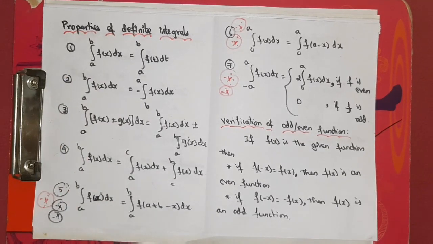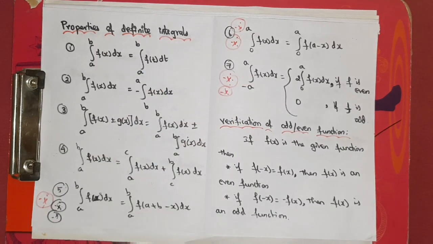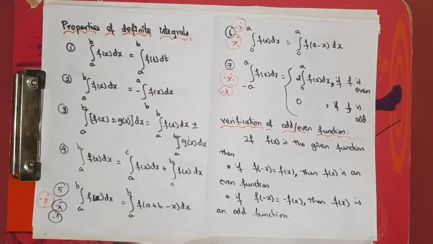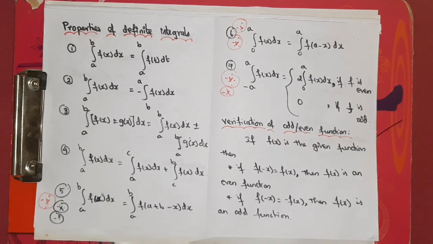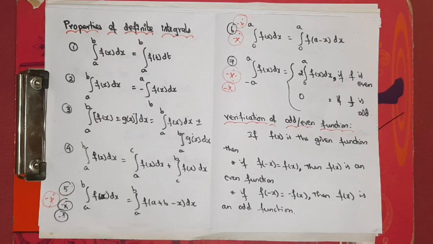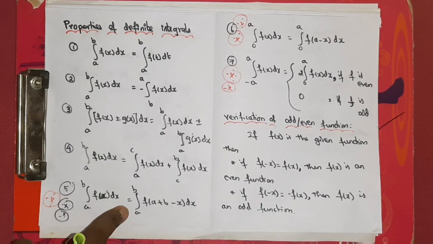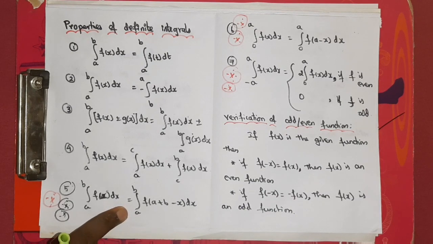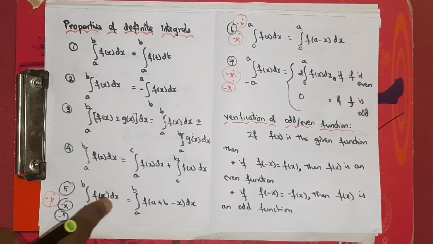The next three properties are very important, because based on these only we are going to do almost all the sums in exercise number 2.9. Now we are going to see property number 5: integral a to b f of x dx will be equal to integral a to b f of the sum of the limits, that is a plus b minus x, into dx. This is a very important property, and it is mostly applicable for trigonometric functions such as sin x, cos x, tan x within your integral. If you have those, you can use this property.